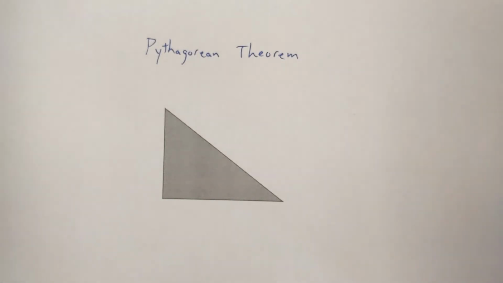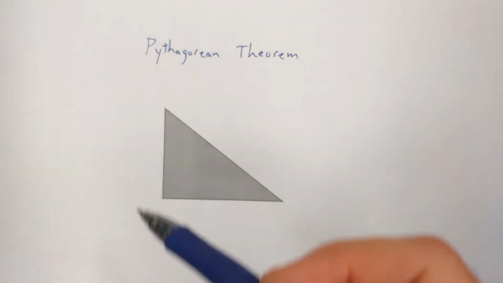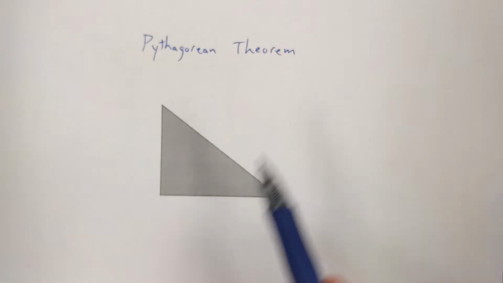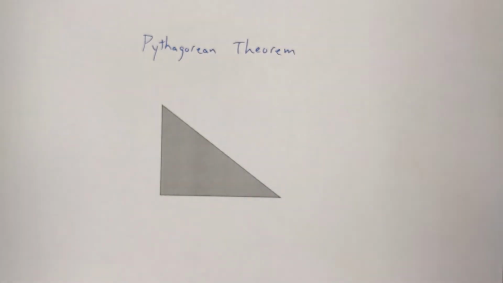A gigantic part of Algebra 3 class is trigonometry. Well, guess what? We made it. We're going to start studying triangles, and we're going to start right now with the Pythagorean Theorem. So the Pythagorean Theorem is, I think, this really interesting fact about right triangles.